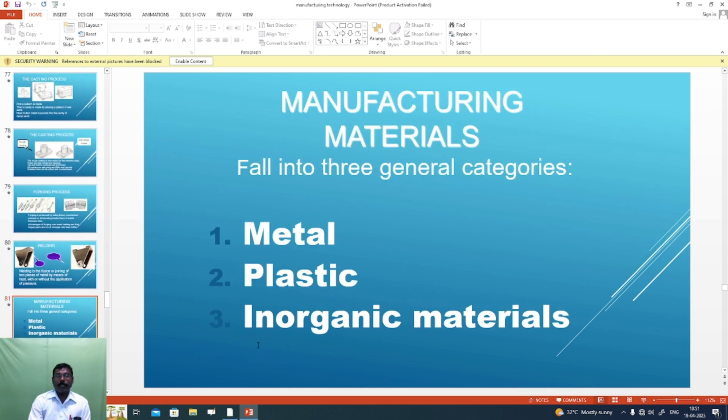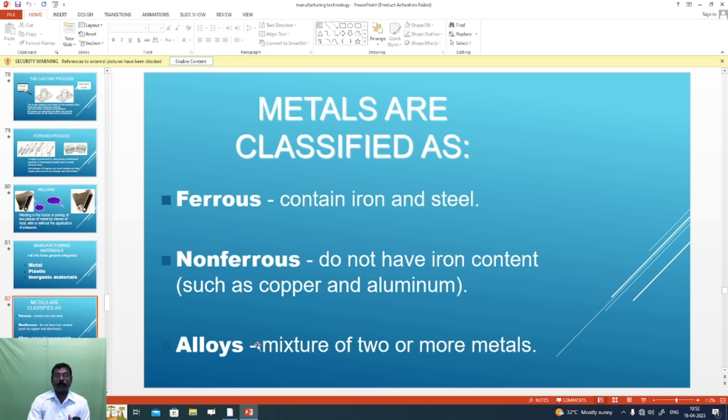Manufacturing materials fall into three general categories: metals, plastics, and inorganic materials. Metals are classified as ferrous and non-ferrous metals. Ferrous metal means it contains iron and steel. Non-ferrous metals do not have iron content, such as copper and aluminum.